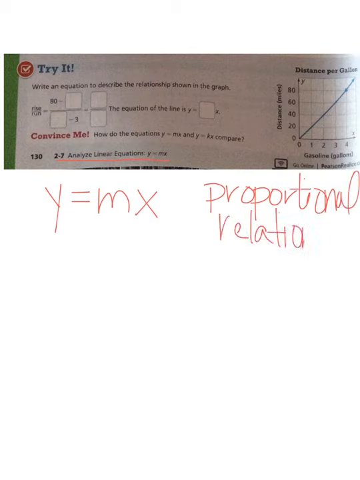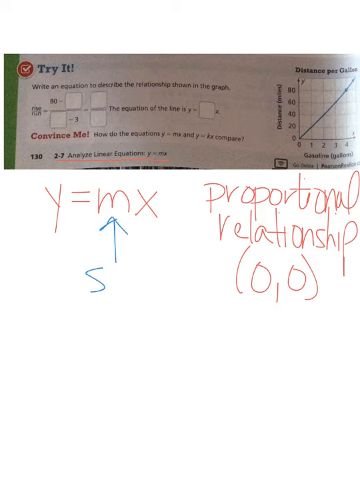What does that mean? That means that our graph is going through 0, 0. And the M is something super important. The M is your slope, or your constant of proportionality. So let's go ahead and look at this graph here. This graph is talking about distance per gallon, so how far we can drive our car and how many gallons of gas we will use.